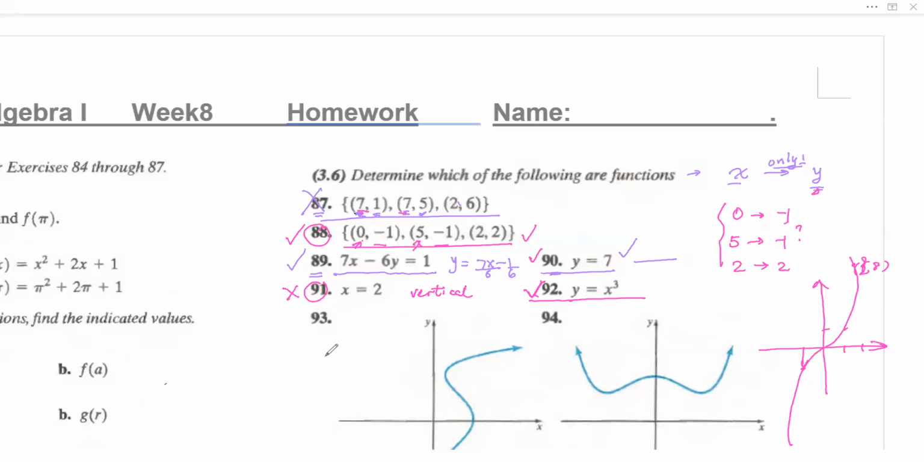93. Before I move on to 93, I'd like to ask, do you guys have any questions about 87 to 92?